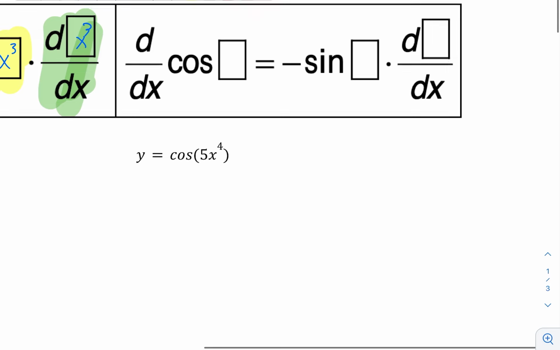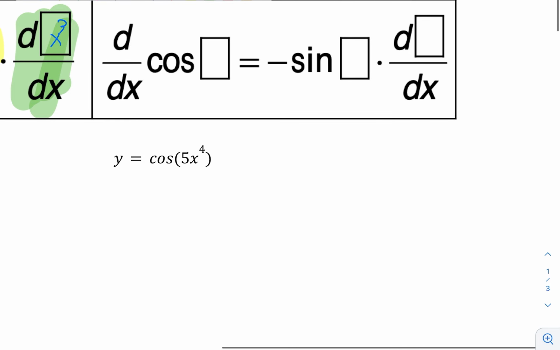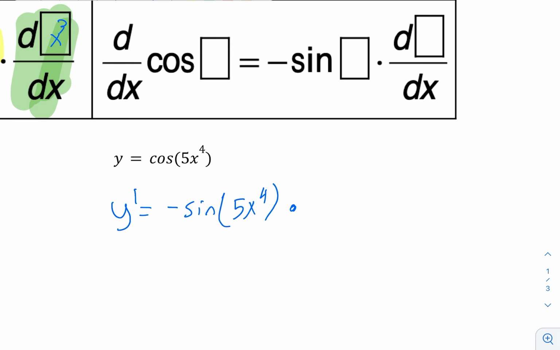All right, over here we have cosine, and the derivative of cosine of something is negative sine. So the way that this one works here, we have y prime is equal to, right, we have a cosine, so that becomes negative sine of 5x to the fourth. That piece stays the same, and then we multiply by the derivative of the inner piece, so 20x cubed.